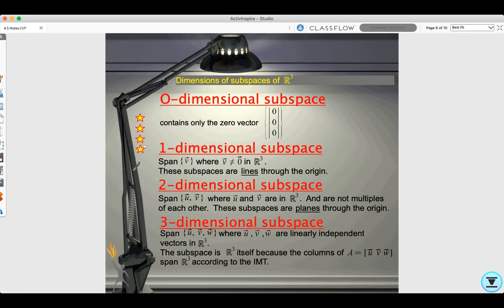And then the three-dimensional subspace is span {u, v, w}, where vectors u, v, and w are linearly independent vectors in R3. The subspace becomes R3 itself, since the columns of the matrix [u v w] span R3 according to the invertible matrix theorem.